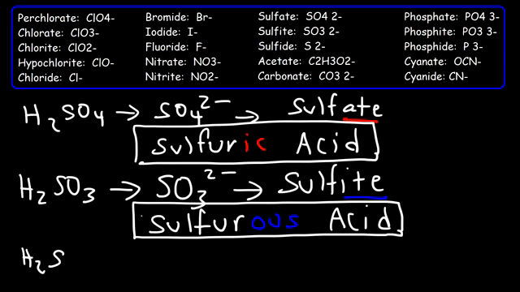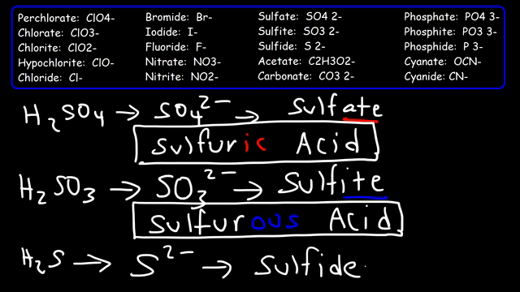Now H2S, if we take off the two hydrogen atoms, we're going to get the ion sulfide. Well, technically we're taking off two hydrogen ions, so for those of you who are keen on that stuff. Now S2- is called sulfide.